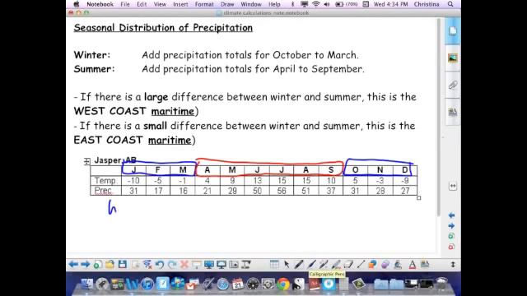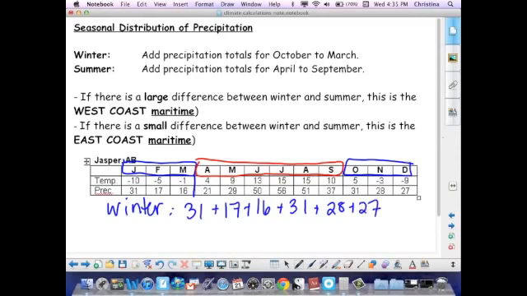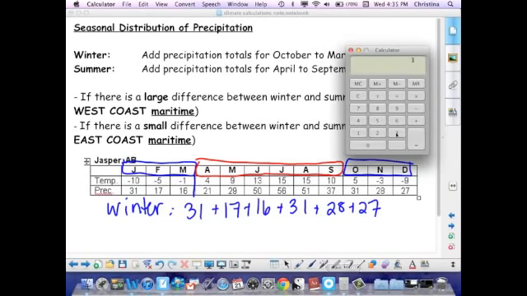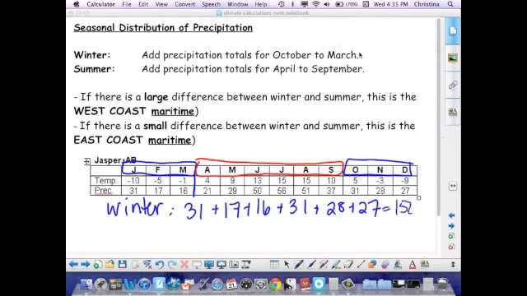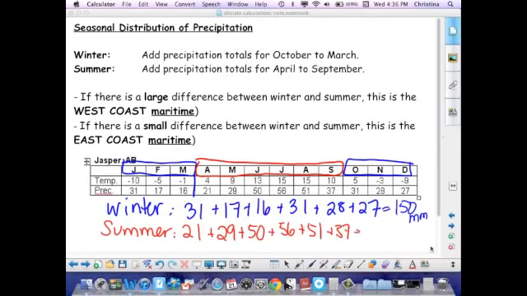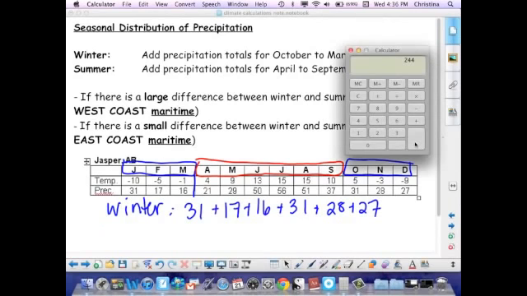So let's start with our winter. We're going to take our precipitation plus 27. So let's add that, which gives us a total of 150 millimeters. And let's do our summer months, which is 21 plus 29 plus 50 plus 7. And again, we're going to add those up. And our summer is 244.